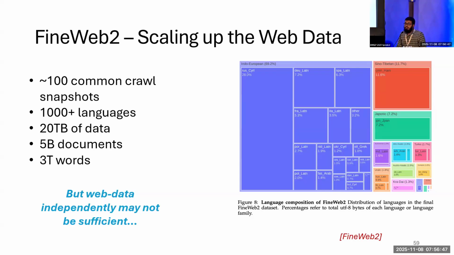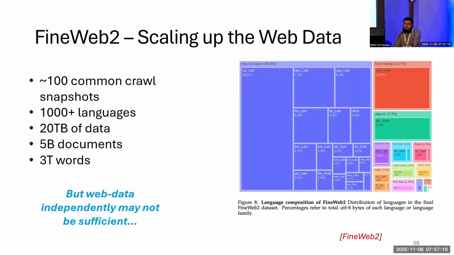The way they've processed it, they've taken about 100 Common Crawl snapshots. It's a very large amount of raw data. And then after doing some extensive cleaning and deduplication, they reached about 20 TB of data. It has about 3 trillion words, which is, of course, peanuts as compared to what is there for English. But yeah, that's the largest effort that's out there.